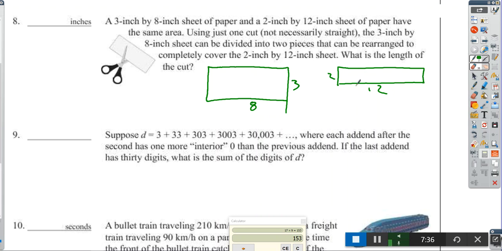Well, this is kind of a tricky problem because I need to make this length 1 less and this length 4 more. So how can I do that?